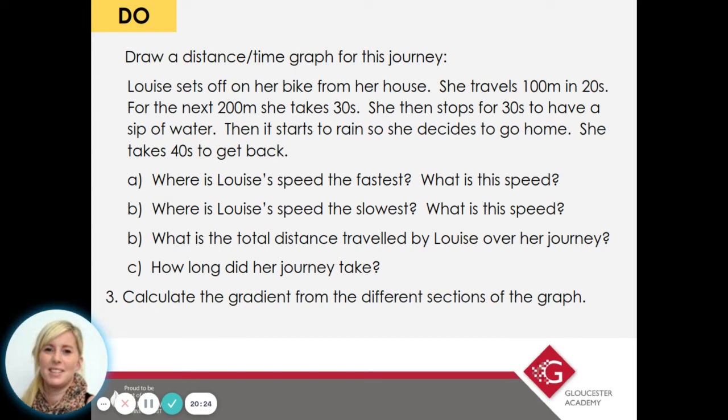How long did her journey take? So if you add up all the times, so 20 plus 30, that's 50, plus another 30, that's 80, and then 40 seconds to get back, that's 120 seconds. So it takes her 120 seconds to travel those 600 meters, and then calculate the gradient from the different sections of the graph. So you may have already actually done this when you were working out all the different speeds, I imagine.